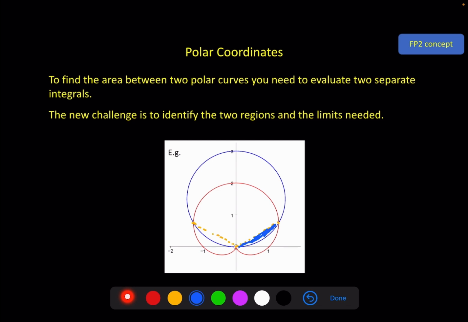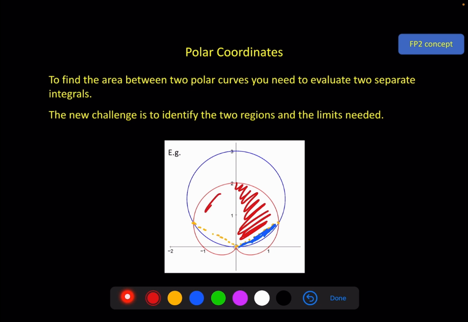Then switch to the red curve and integrate from where they intersect up to pi by 2, and that will give you this region here. Then of course you'll have to add them together to get that right hand half, and then often you'll have the option here to double that with the symmetry of the curve, but not always.